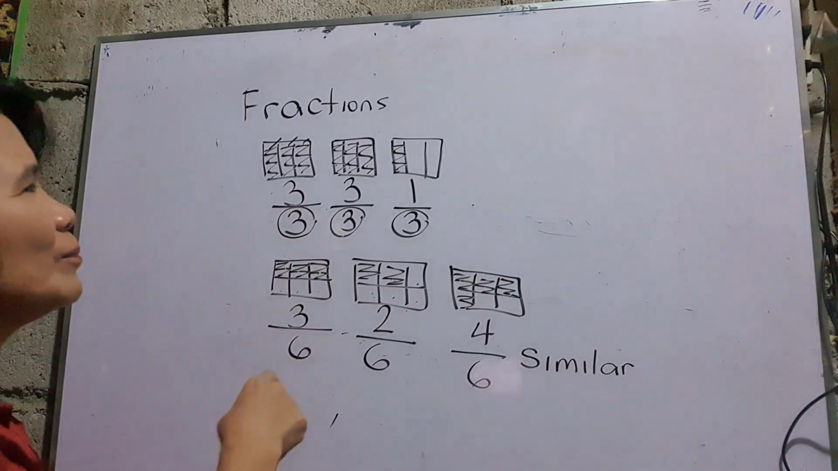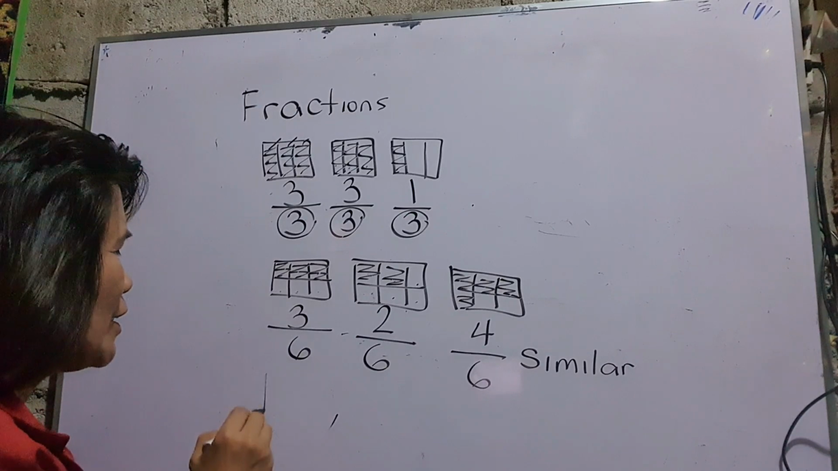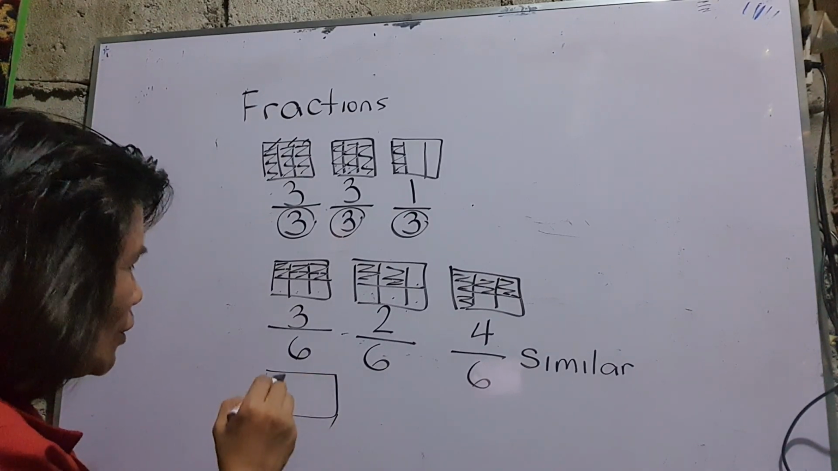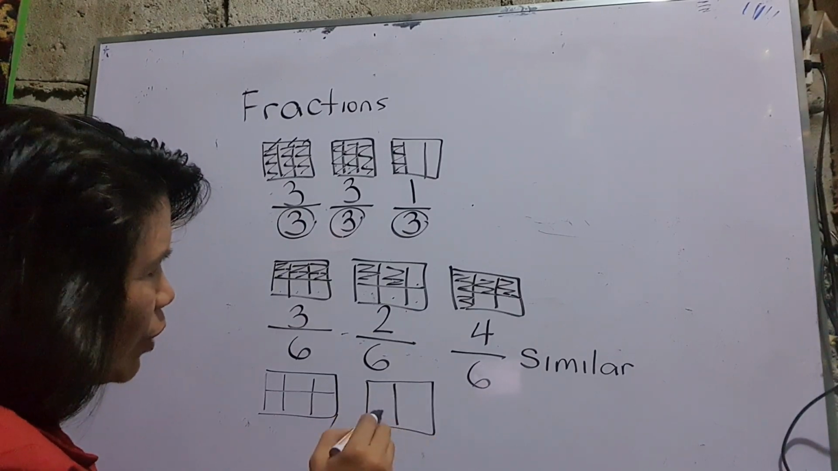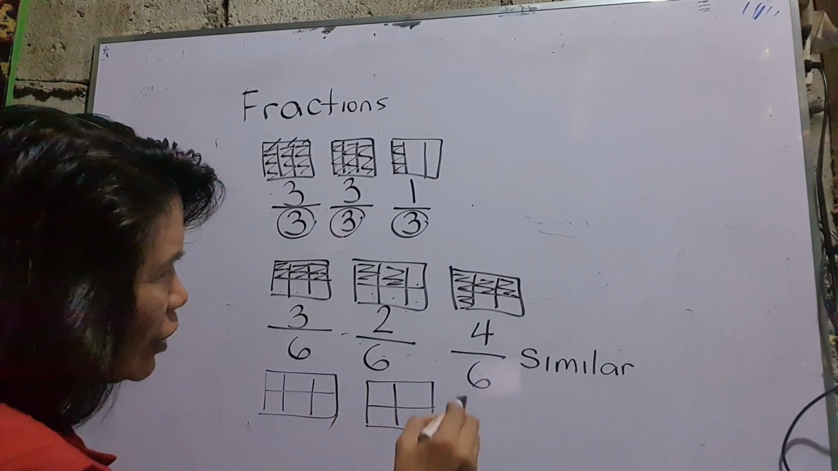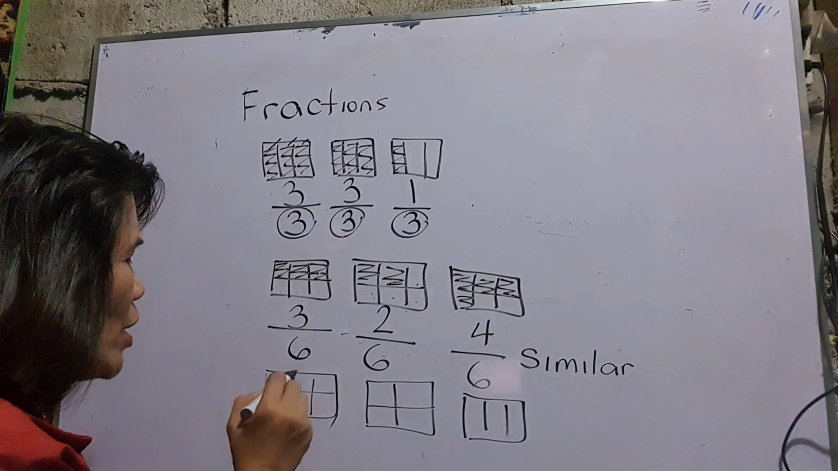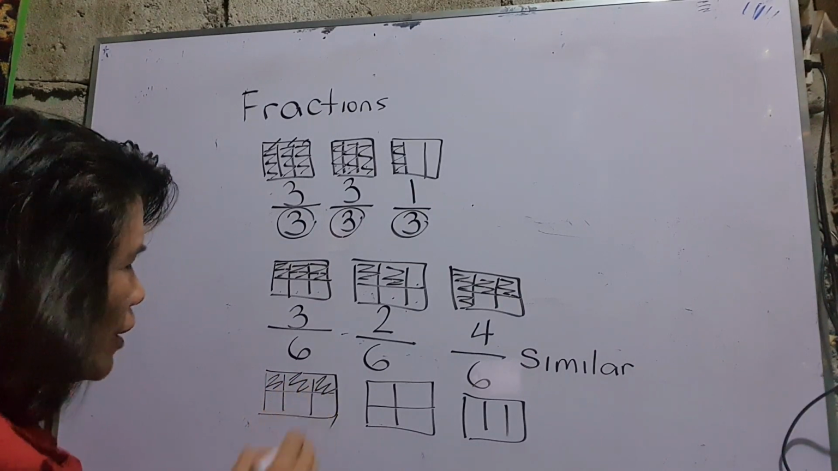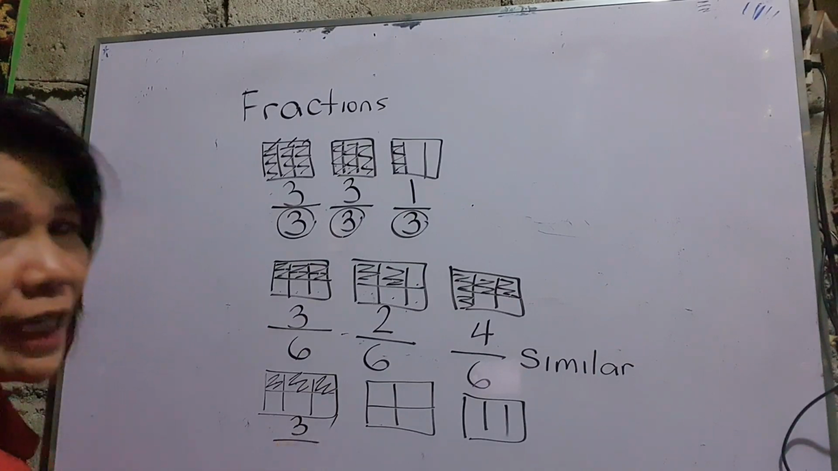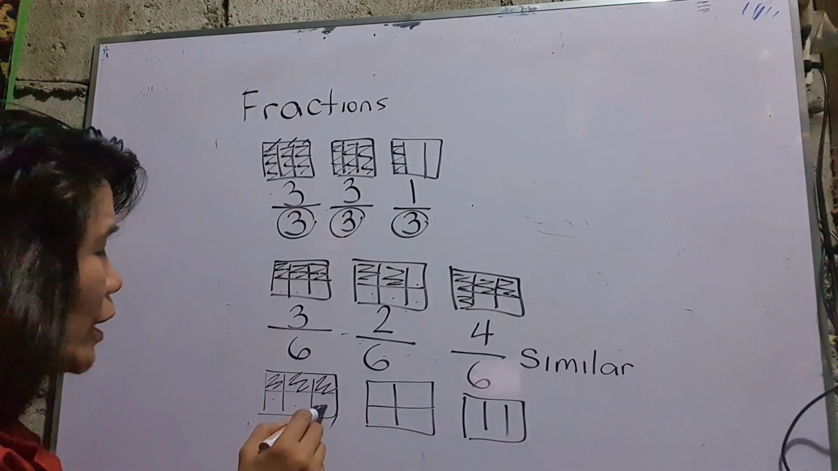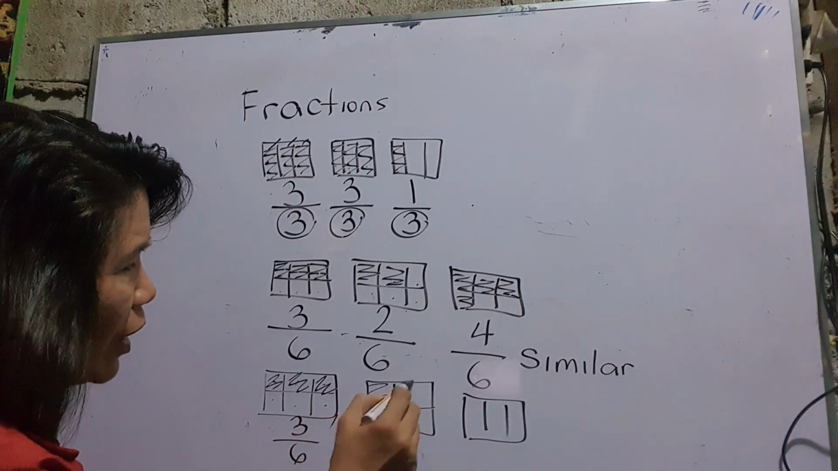Now, tingnan naman natin. Let's say halimbawa, gumawa tayo dito halimbawa ng 1, 2, and 3. Ito naman ay 1, 2, and then ito naman ay 1, 2. So, this is now 1, 2, and then 3. Ilan na may kulay? 1, 2, 3. Ilan sila lahat? 1, 2, 3, 4, 5, 6. 3 over 6. Dito naman, 1, and then 2.